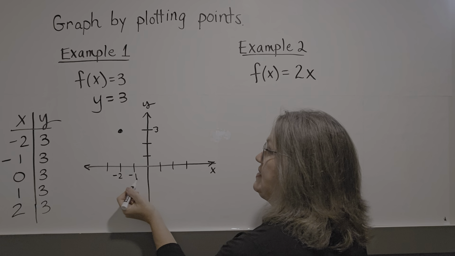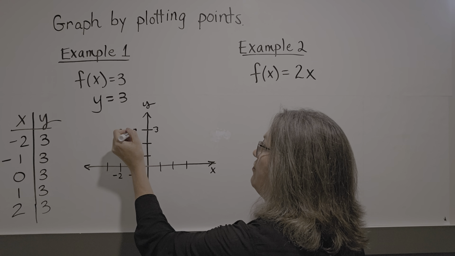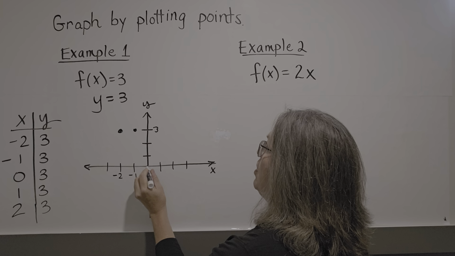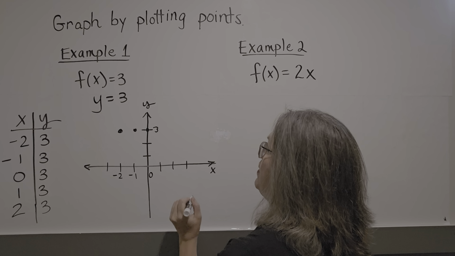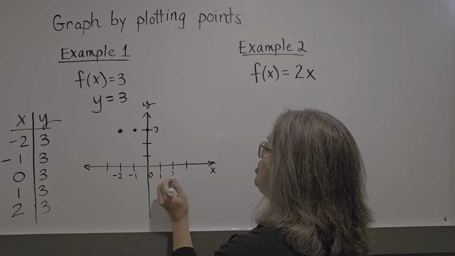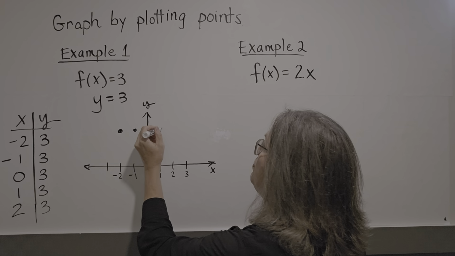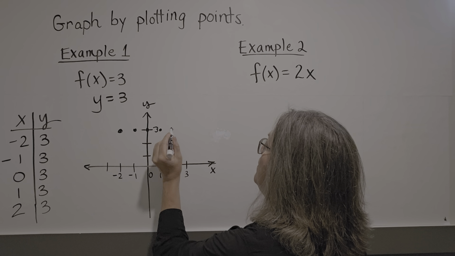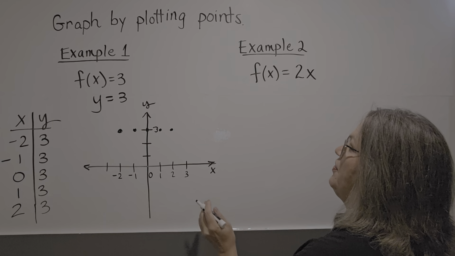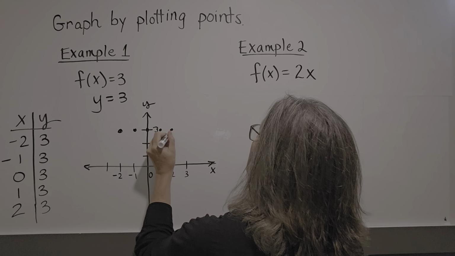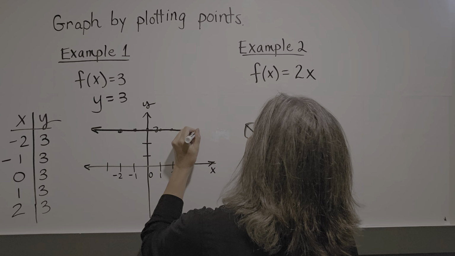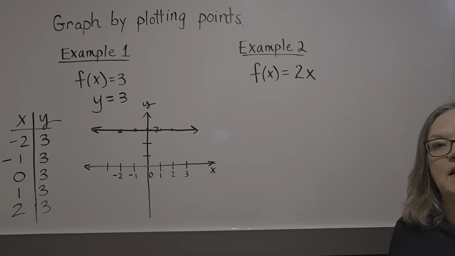But also, if x is -1, we're still at a height of 3. And similarly, when x is 0, we're still at a height of 3. Same for 1, 2. No matter what value I put in for x, or where I am in the horizontal direction, the height is always going to be 3. And so we have a horizontal line at the height of 3.